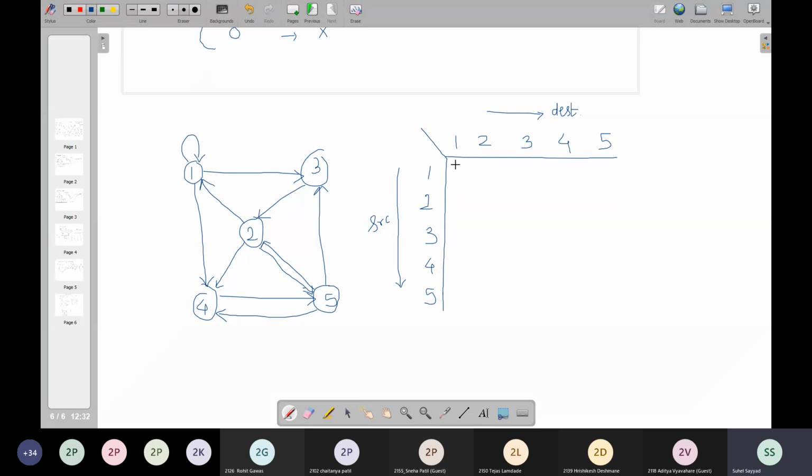Now whether I am having a 1, 1 edge, yes, I am having a 1, 1 edge, so I am putting 1 over here. Whether I am having a 1, 2 edge, can anyone tell me whether I am having a 1, 2 edge?